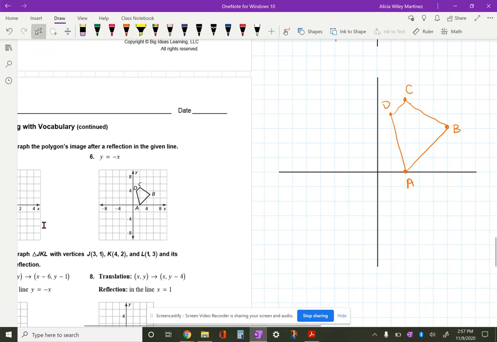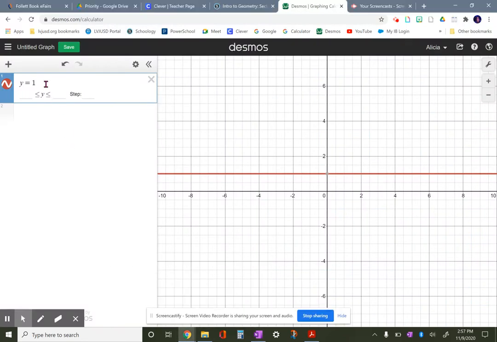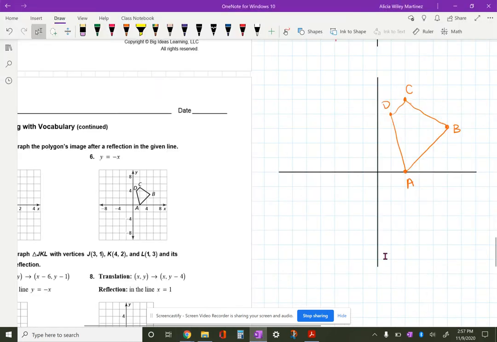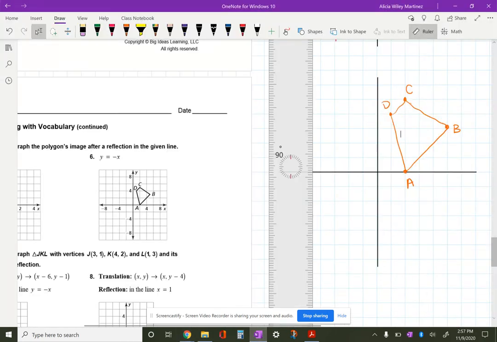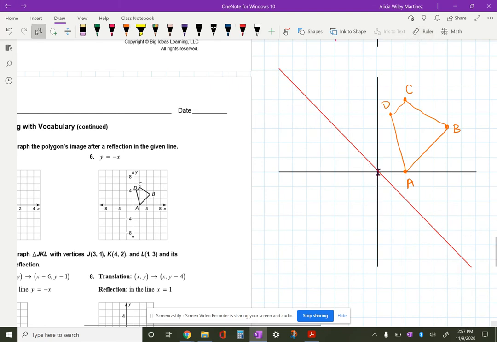Okay, so on this one it says the line of reflection is y equals negative x. We talked about y equals x in our Desmos activity, but we didn't talk about y equals negative x. So I'm going to go to Desmos and type in y equals negative x, and I see that it is a diagonal line, but one that has more of a negative slope. So I'm going to use my ruler so I can get a really good line of reflection here. Like that. And there's my line of reflection, y equals negative x.